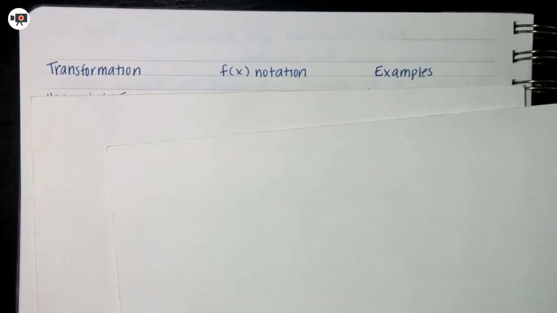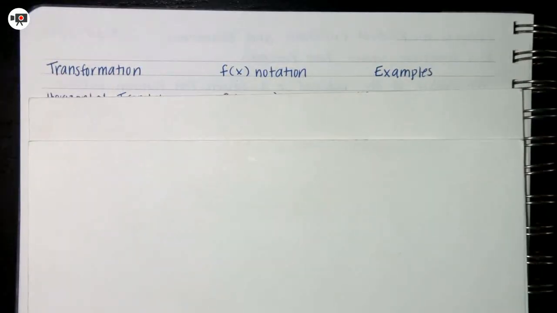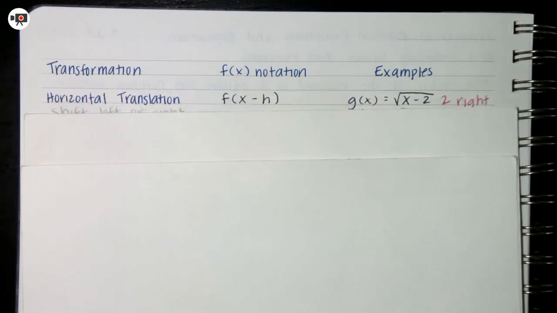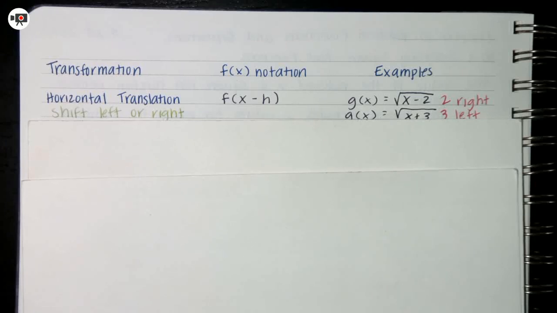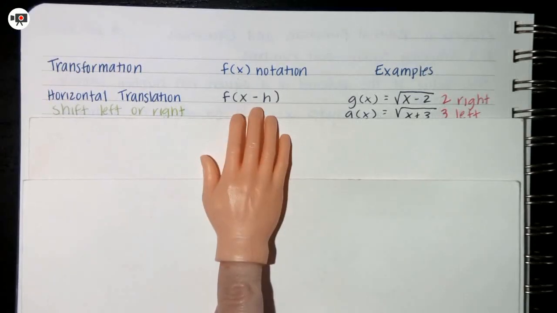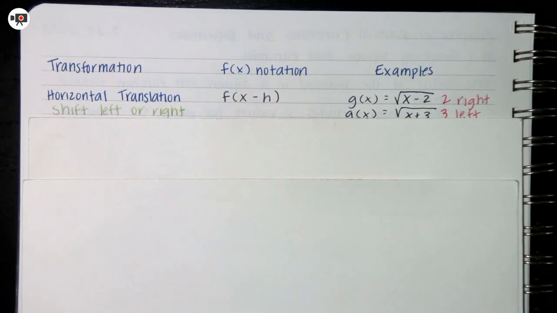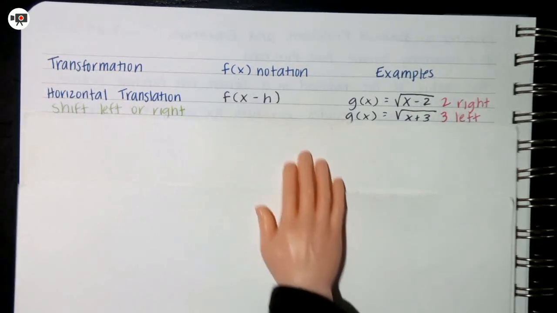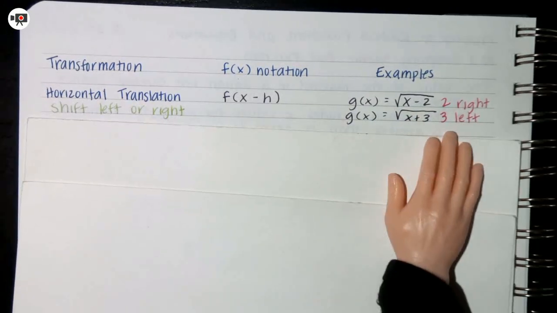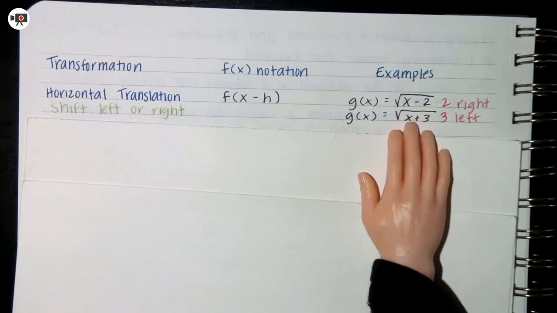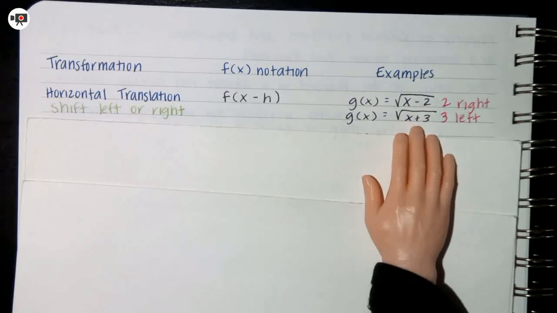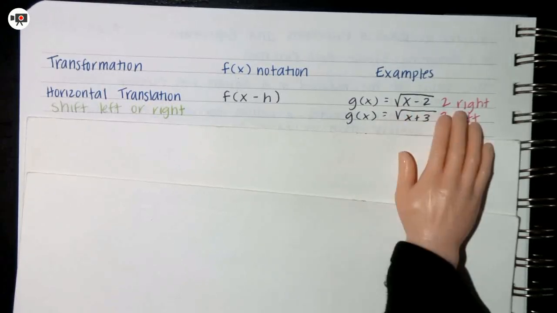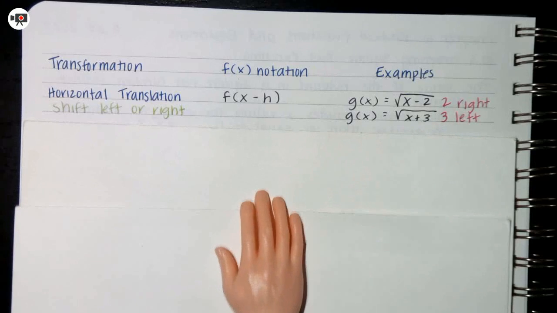Now we're going to look at a bunch of types of transformations and what they do to the graph. So a horizontal translation shifts it left or right, and that is when we have the x minus a number. So the square root of x minus 2 would go 2 to the right, and the square root of x plus 3 would go 3 to the left. When the number is with the x, it goes the opposite way of what it says to do. So minus goes to the right, plus goes to the left.